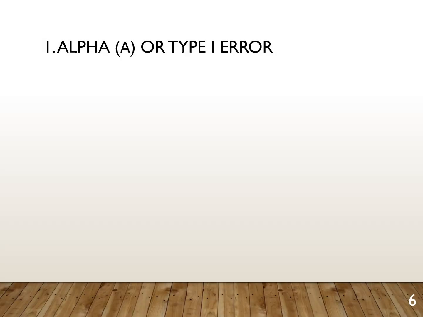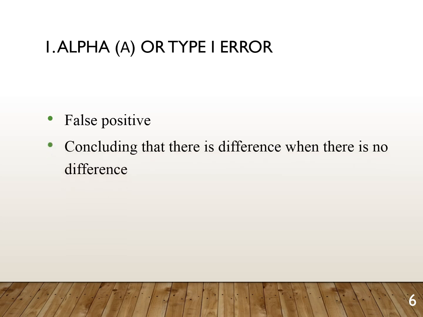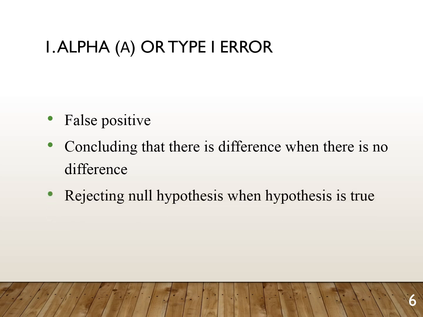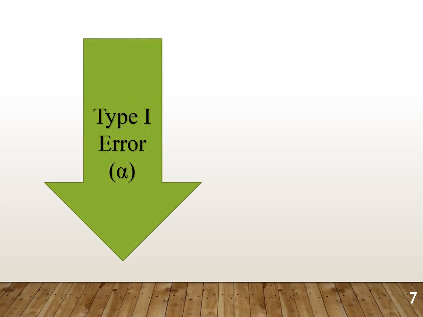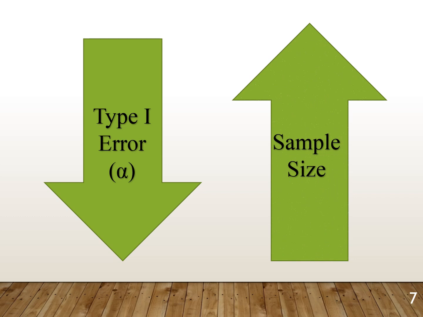Alpha or type 1 error. It is also known as a false positive, by which one is concluding that there is a difference when in reality there is no difference. Or in other words, it's like rejecting the null hypothesis when the hypothesis is true. Most of the time alpha is considered to be 0.05. In order to decrease type 1 error, or alpha, one should increase the sample size.